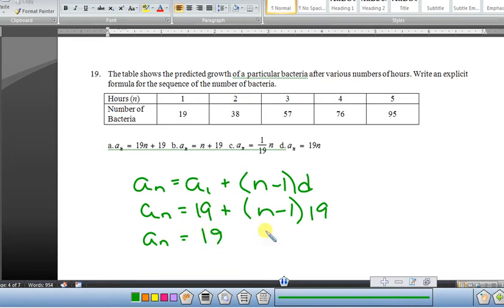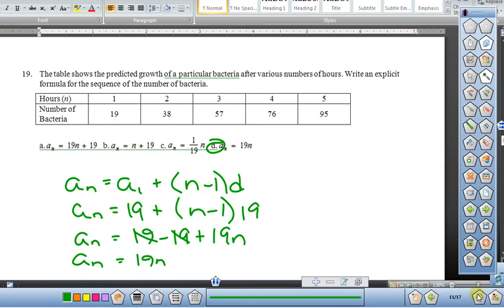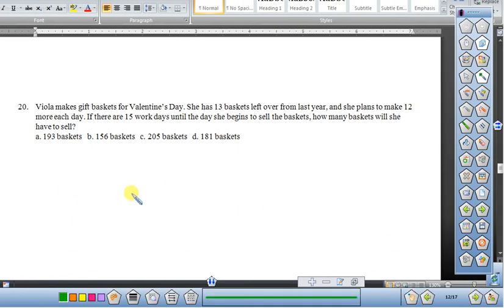I'm going to distribute this 19 from the back door, so that'll be minus 19 plus 19n. And as you can see, we have a bunch of 19s here, but these two cancel out. And so the nth term is equal to 19n. And that would be letter D. Let's move on to number 20.